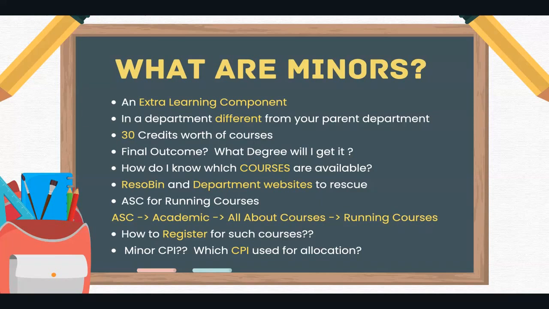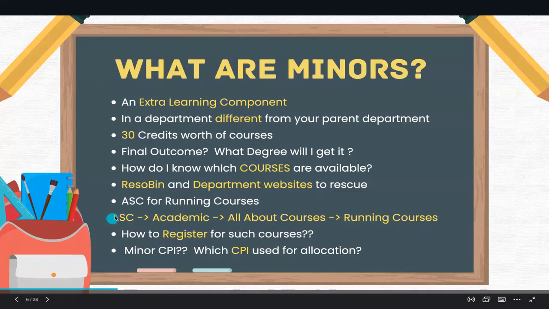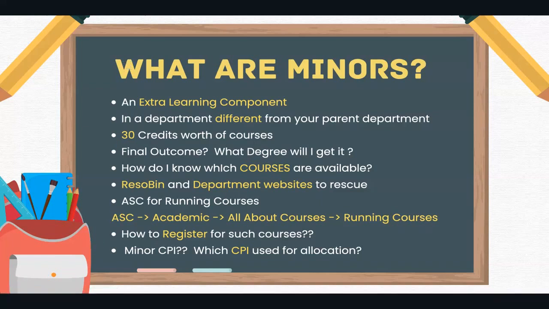So how do you know which courses are available? When the registration for minors starts, which I'll be talking about very soon, you will be going to ASC, and under the academic subsection, the all about courses section, when you click on running courses, you can see which courses are being run in the particular semester for a minor.